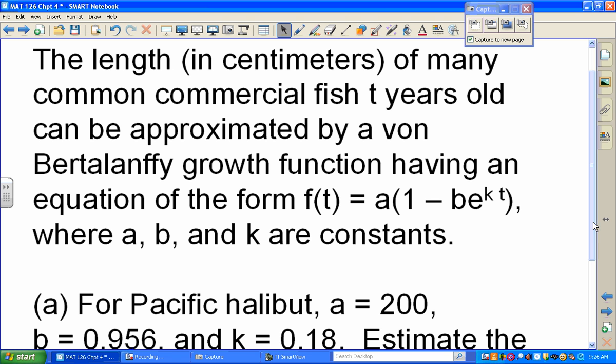I'll decide that later. The length in centimeters of many common commercial fish T years old can be approximated by the von Bertalanffy equation. See, if I was a science guy, I'd know that name just like that, but I don't. By the equation of the form F of T equals A times 1 minus B e to the KT. All right. T is in years. I think we're in good shape. This is a length function. Okay, so we're in good shape.